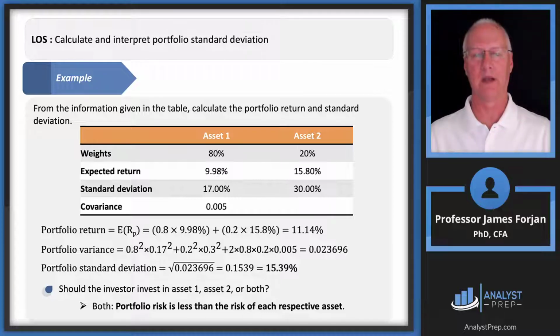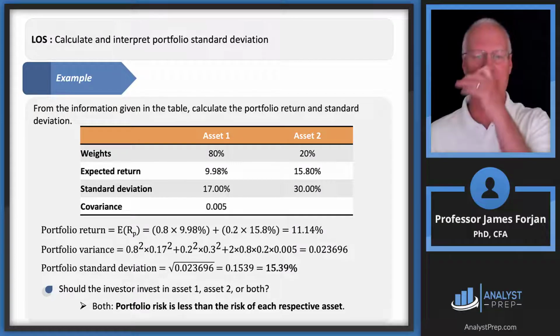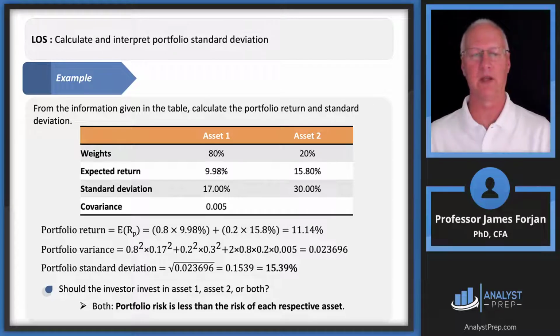All right, so let's do the easy calculation first, right? For portfolio return, we did this before, we're just going to take 80% of the about 10 and 20% of the about 16. So we get 11.14. That should be a super easy calculation.